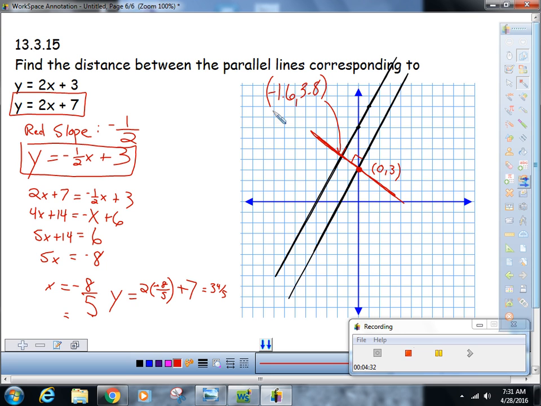Okay? And our final step to figure out the distance between these two parallel lines would be what? Distance formula between this point and that point. So distance is going to be the big square root of -1.6, the negative doesn't matter, squared, plus .8 squared, right?